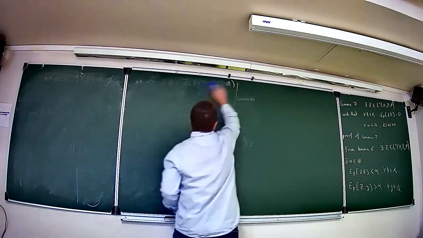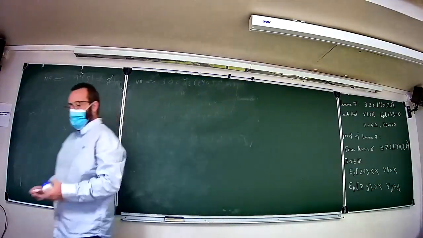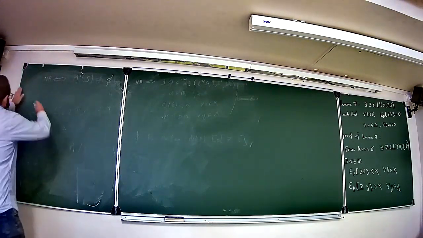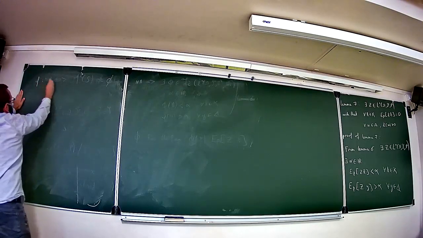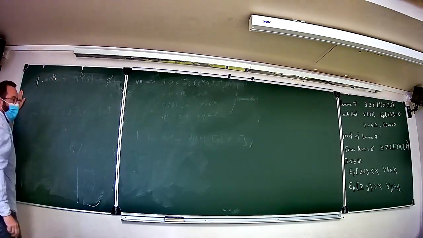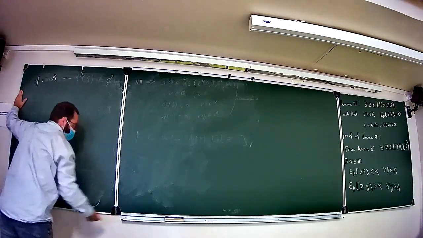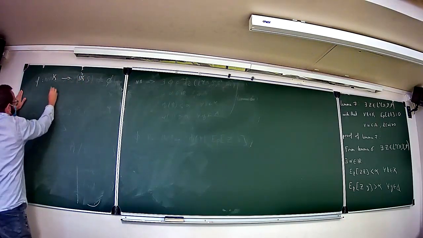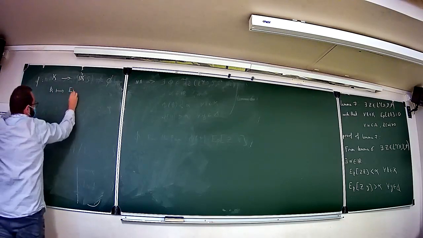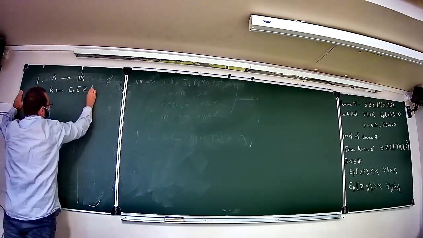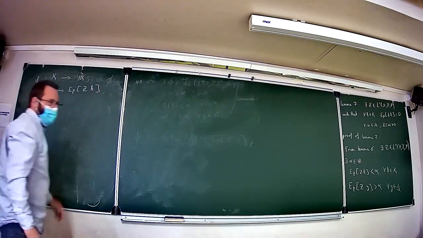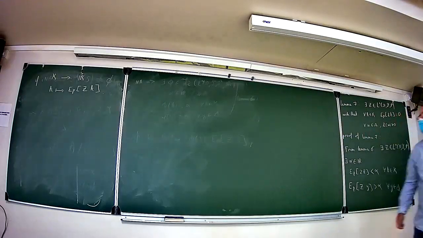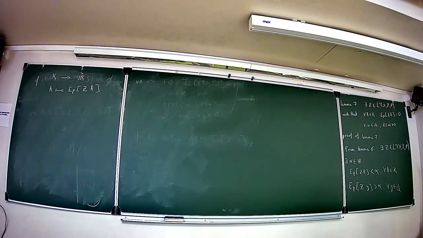So, first thing, if I define this mapping here, that is a mapping from calligraphic K into R, that associates to any element in calligraphic K the expectation under P of Z K. What can you say about this mapping?